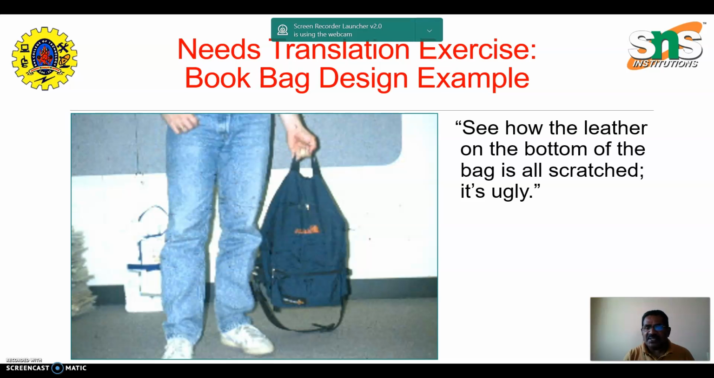Okay, now that means there is a requirement of keeping the bag most of the time on the floor, and then the leather which was there at the bottom has got scratched, and over a period of time it looks very ugly. Now that means what is that message that is coming? You have to define that, and then we understand that probably it requires some kind of buttons or something like that where it can be kept on, and then it doesn't get scratched out like that.